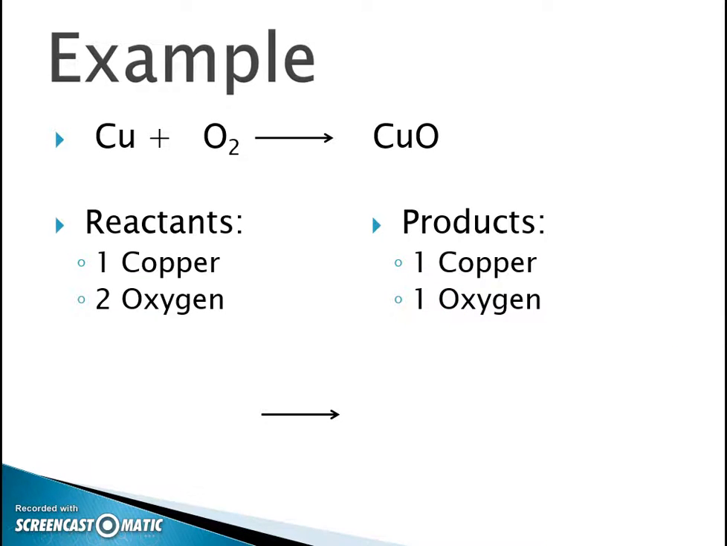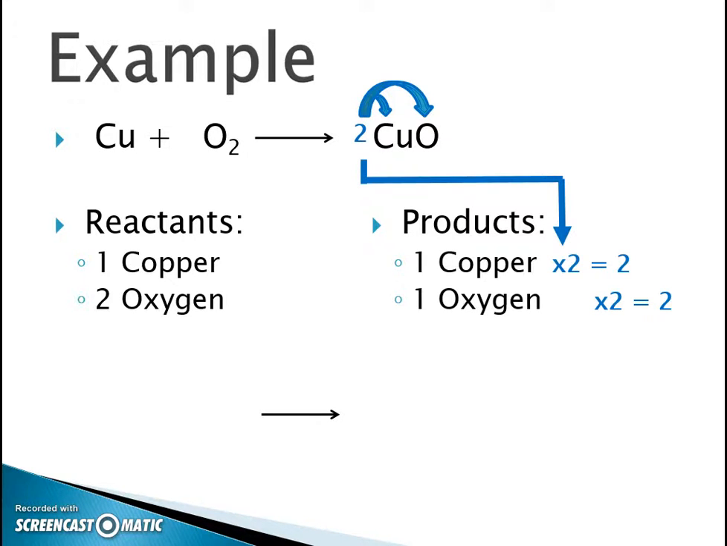So we need to multiply 1 by some number to get 2. 1 times 2 equals 2. That is our coefficient. So we plug in 2 in front of CuO. But again, it doesn't just apply to the oxygen. It applies to both the Cu, the copper, and the oxygen, the O. So we also have to multiply copper by 2. So now we have 1 copper on the reactant side, 2 coppers on the product side, 2 oxygen on the reactant, and 2 oxygen on the product side.